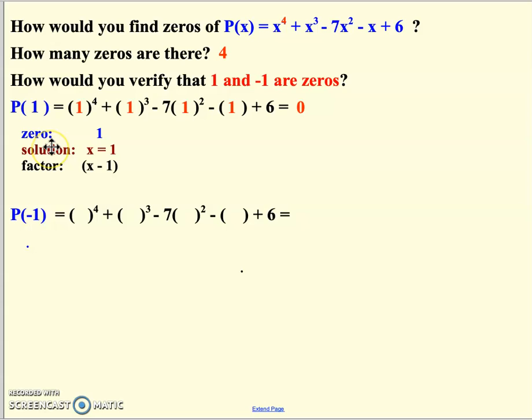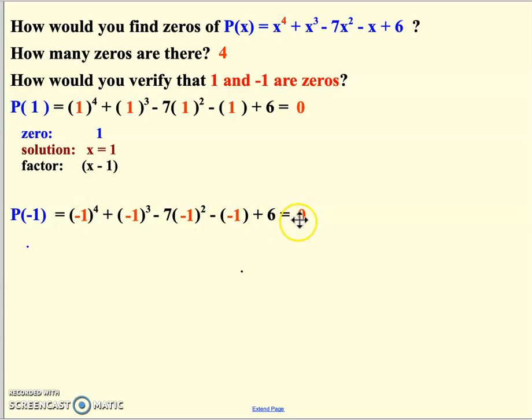Remember, if you work it backwards, my solution would be x equals 1, and my factor would have been x minus 1. So there's one of my factors, which I can find by going backwards from my 0. Now, again randomly checking numbers, let's try -1 and check it out. So we'll put in -1.